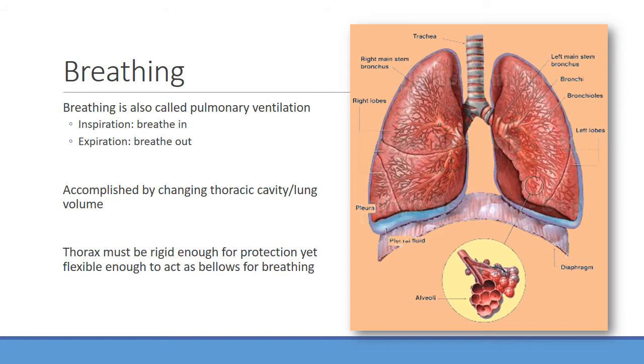This allows us to make sure we don't have issues like damage occurring here, but again, that's why the ribs are nice and spaced out, so they allow for some flexibility there. We can have inspiration occur.